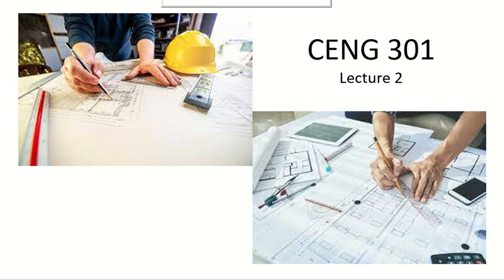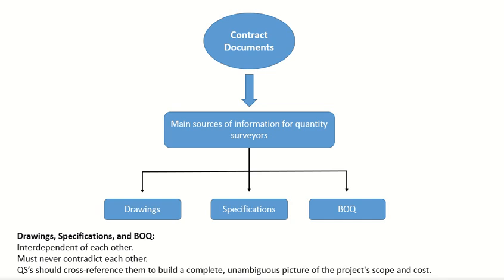We have started studying the contract documents, and there are mainly three things which you want to focus on: drawings, specifications, and BOQ. We have talked about all of them briefly in the first lecture as well, in the first set of slides.